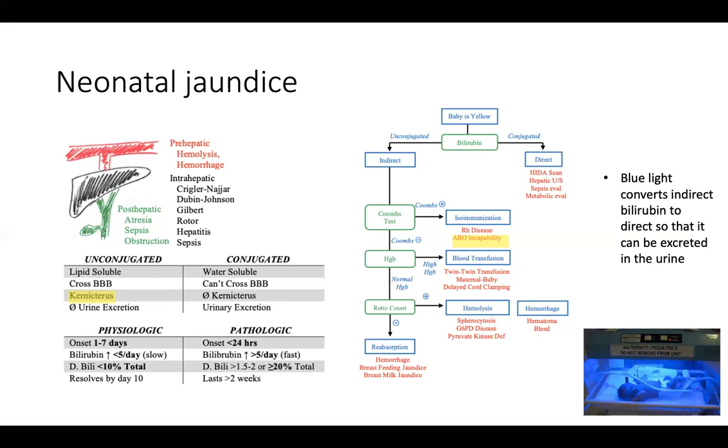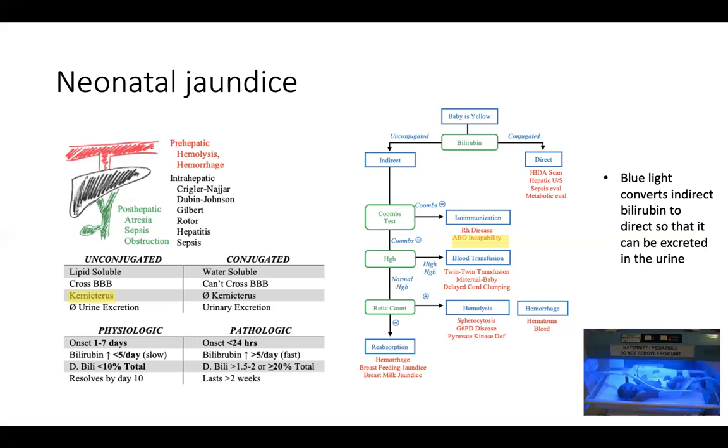Pathologic is going to be a bilirubin that's much higher. It's going to have an onset within the first day. And direct bilirubin is going to be elevated. So looking at different causes, direct bilirubin could be, again, causes like hepatic, sepsis, or a metabolism issue.